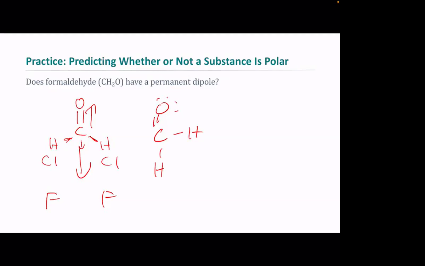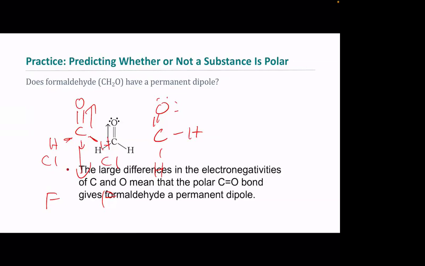Questions? Okay. The large differences in electronegativities of carbon and oxygen means the polar carbon oxygen double bond gives formaldehyde a permanent dipole.